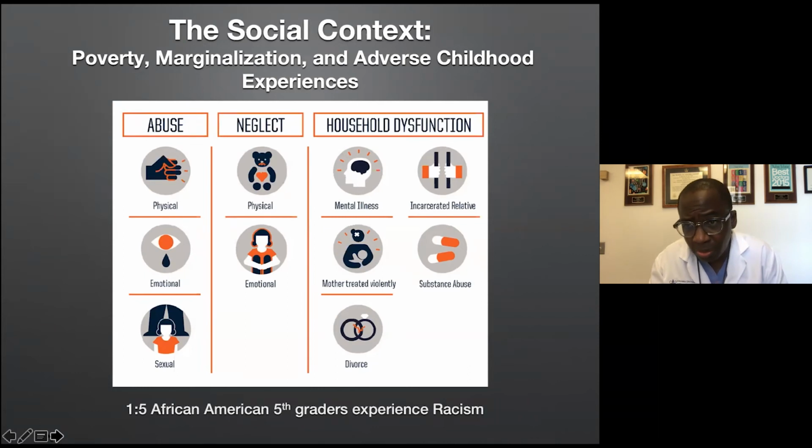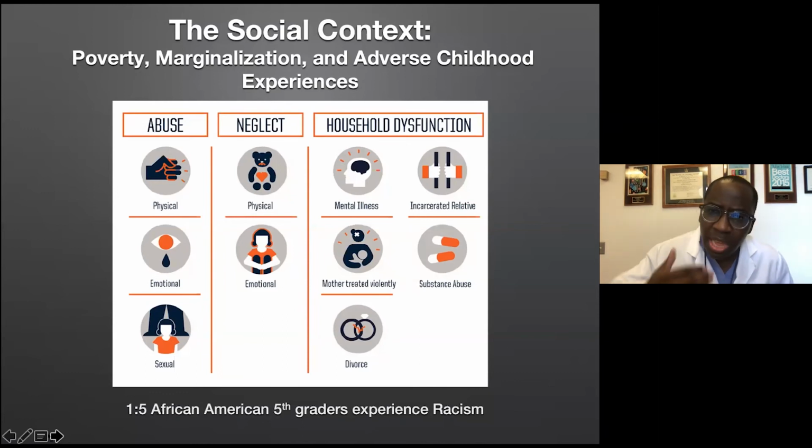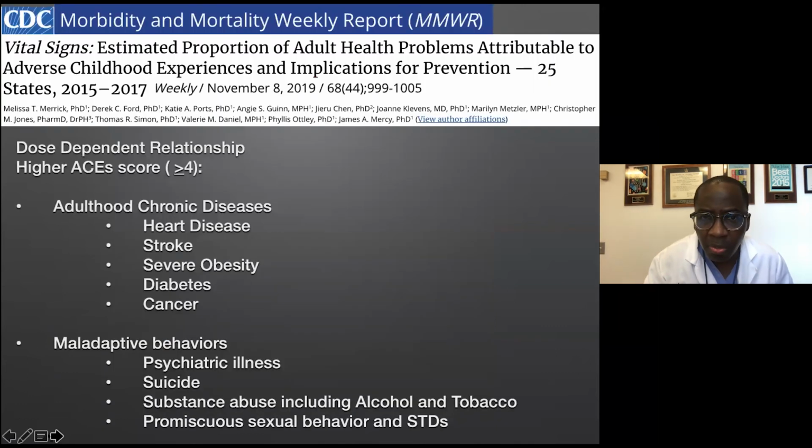And I mention racism as it relates to children, because the truth is that 1 in 5 African-American 5th graders experience racism. There's a lot of data and studies in the literature that have looked at racism in children and their experience. So when you layer these adverse childhood experiences with the experience of racism, it's not hard to imagine that these must have not only a mental toll, but also a physiological toll on the body.